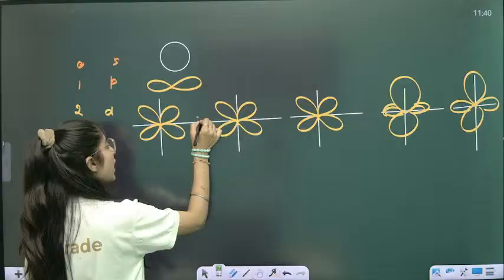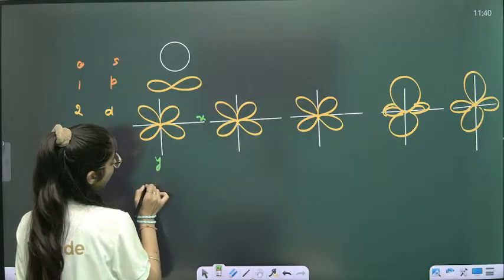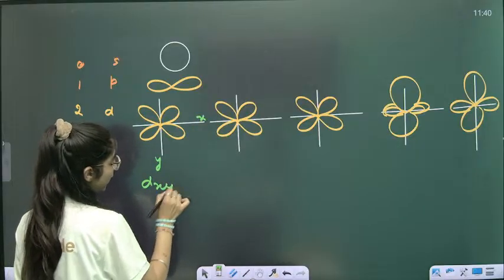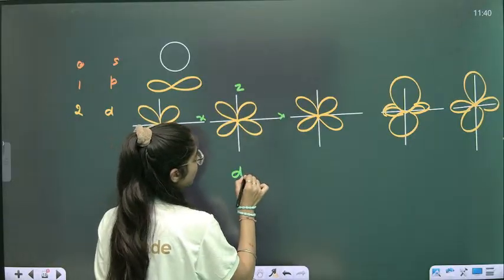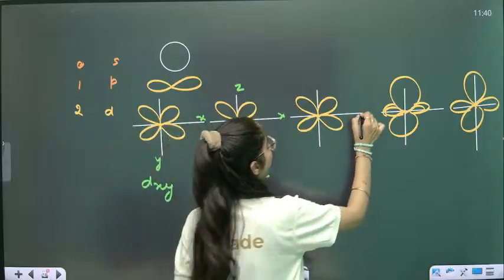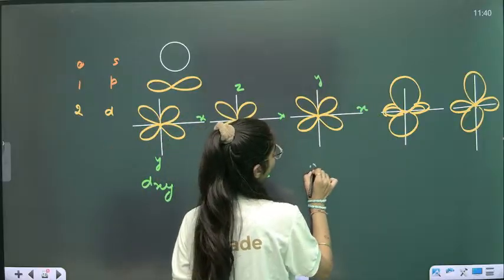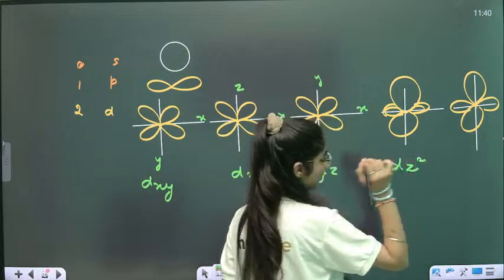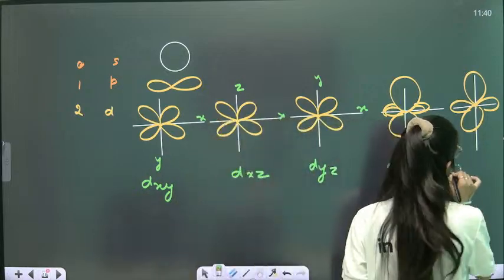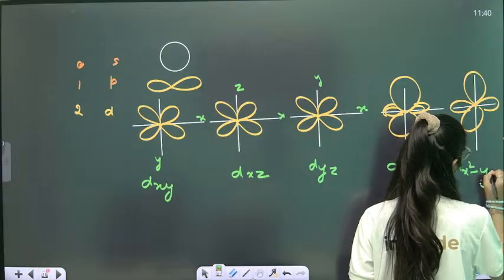If this is your x axis, this is your y axis, then this is known as dxy. If this is your x axis and z, then this is known as dxz, and this is known as your dyz, and this is known as your dz square, and this is known as dx square minus y square.